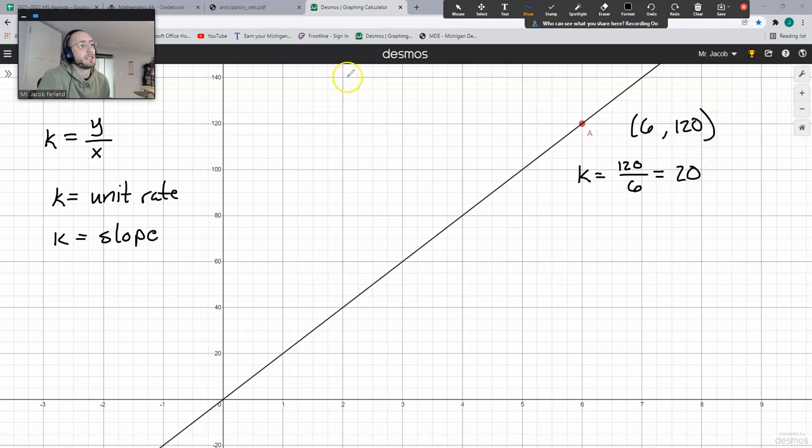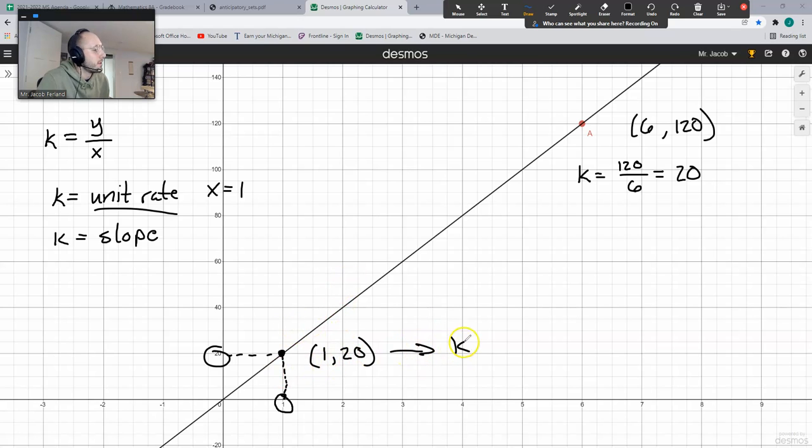We could have also said, okay, I want to know what the unit rate for this graph is. And if we recall, the unit rate is the value of y when x is 1, right? So we can look at the graph and see, okay, when x is 1, where is y? And we trace our graph up, y is right at 20. And so we have this point that is on this graph, the point (1, 20), and that means that 20 is our unit rate, and so that means that k is 20.